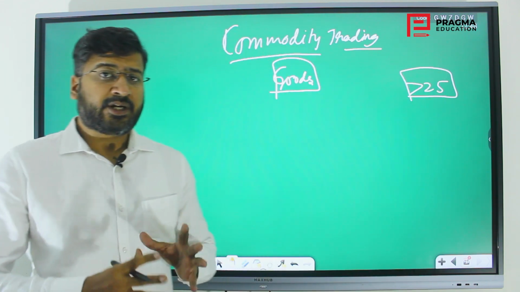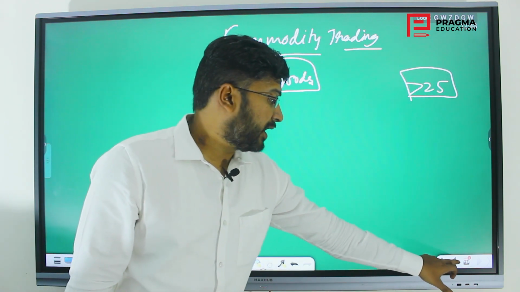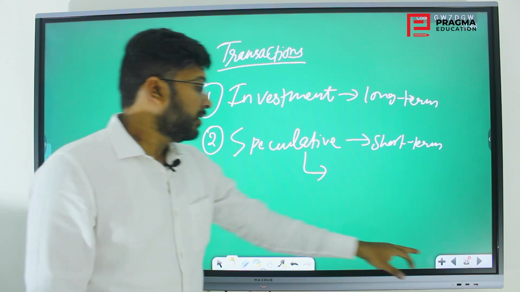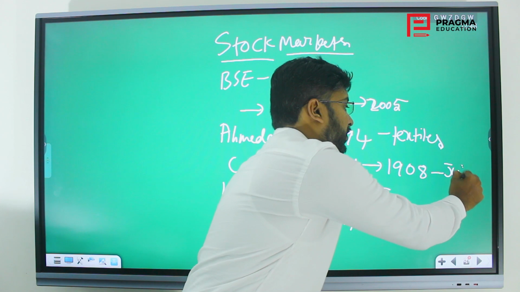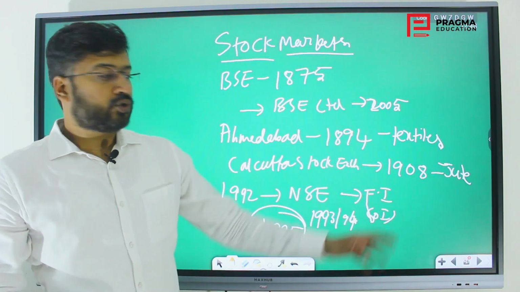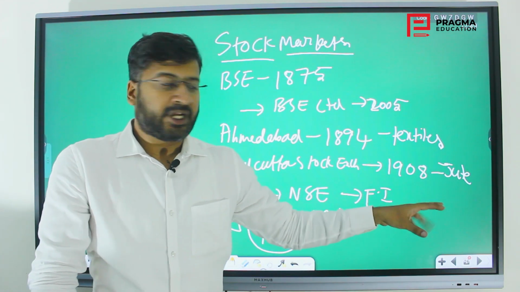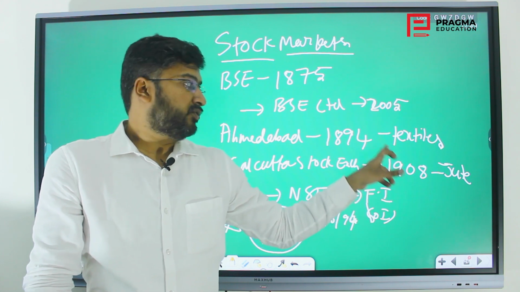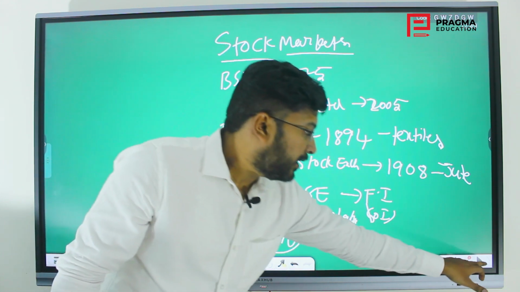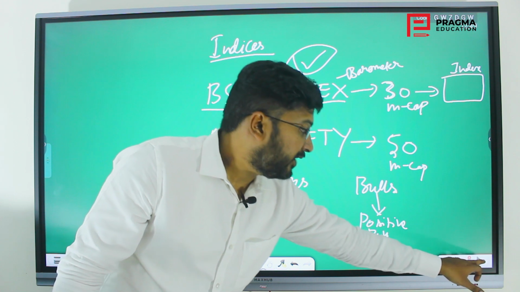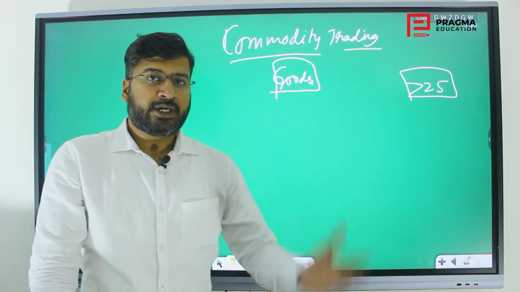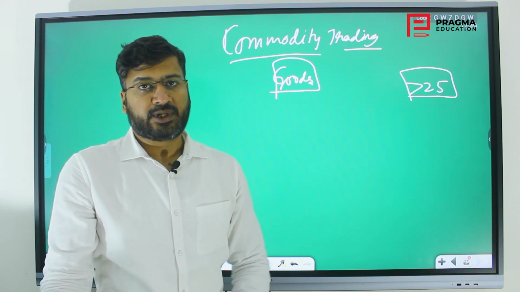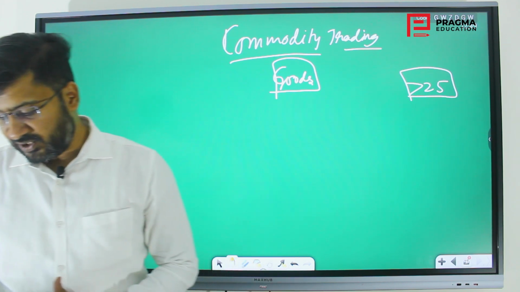Some of them are dedicated to a particular sector, like the Kolkata Stock Exchange, established mainly for jute. It was for jute companies to raise money from the public. Ahmedabad was mainly used for textiles. In that way, there are more than 25 stock exchanges in our country right now, and there are dedicated commodity trading stock exchanges also available in the country.